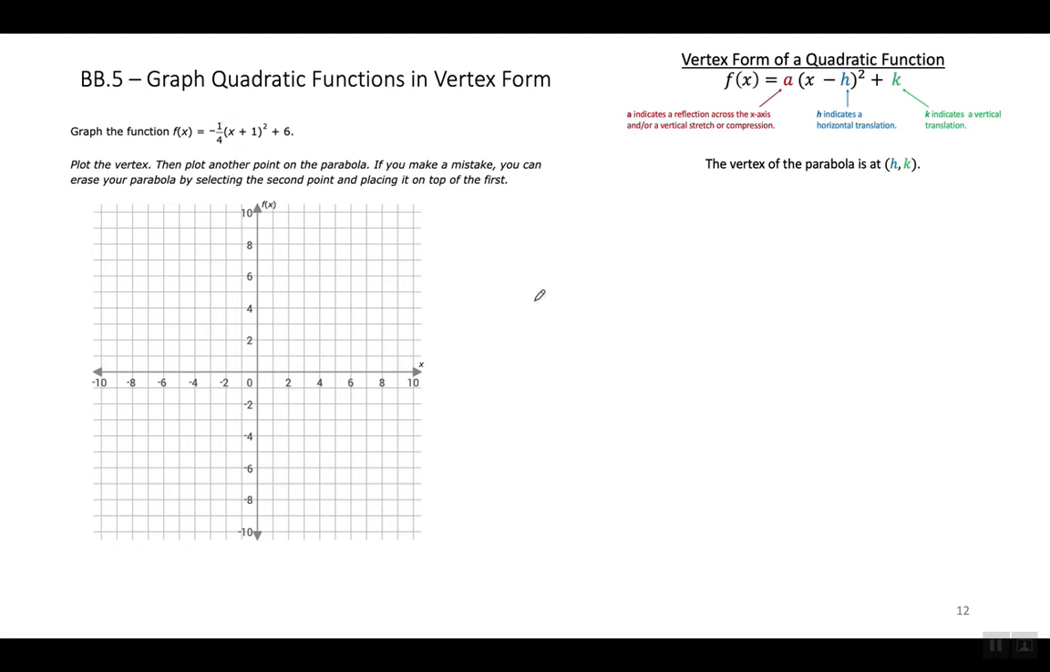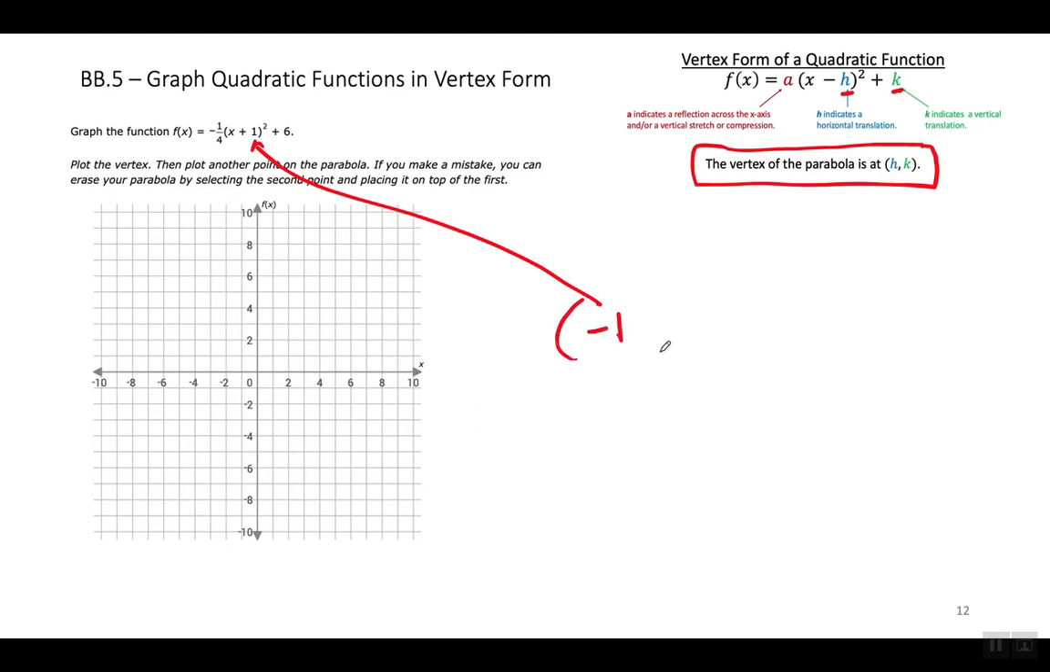Okay, so first of all, let's identify the vertex. Remember, the vertex of the parabola is at h comma k. You can always look here at the formula. So the vertex, h is negative 1, and k is positive 6. So negative 1, positive 6 is where the vertex is at.